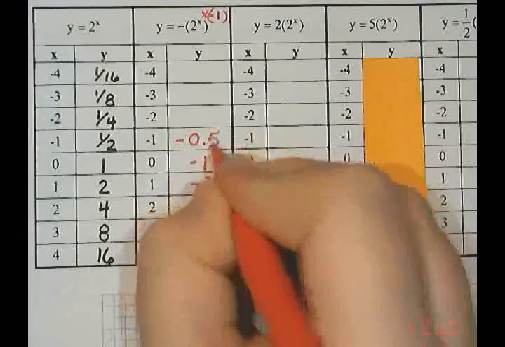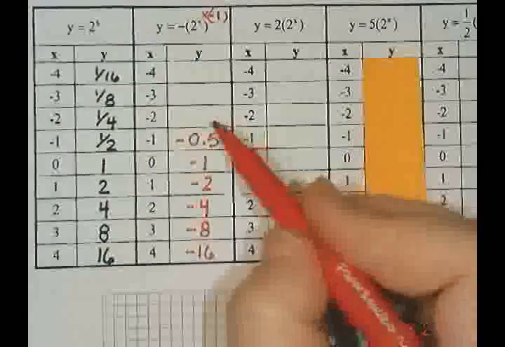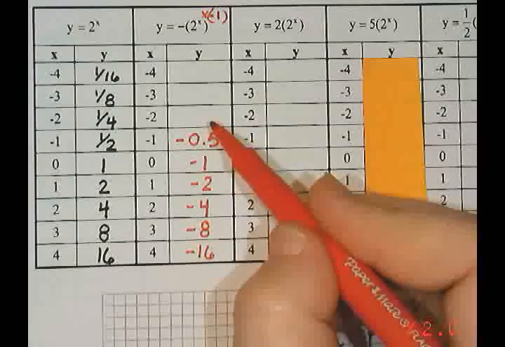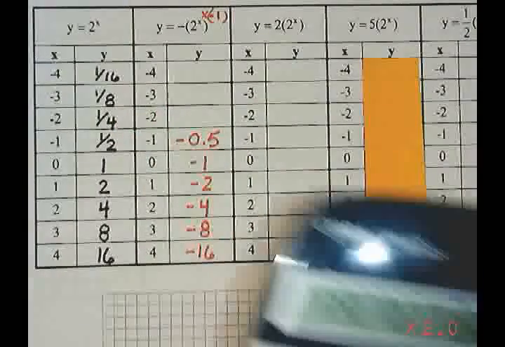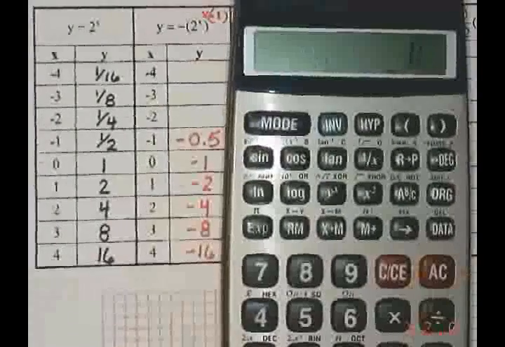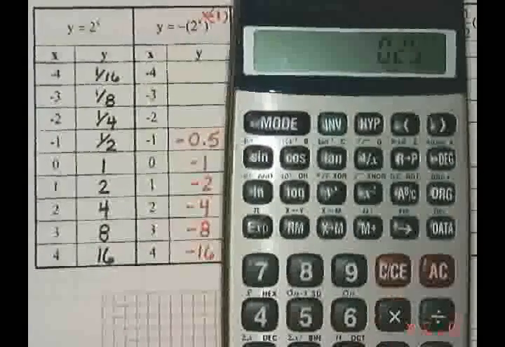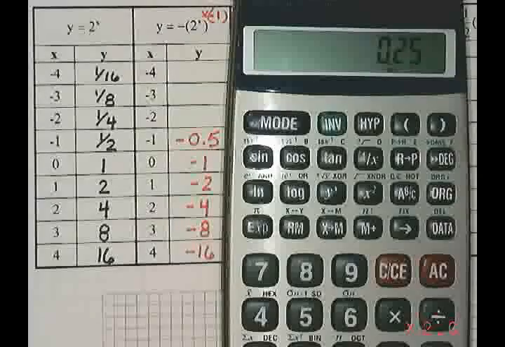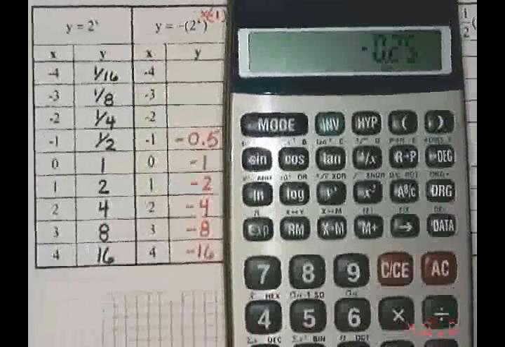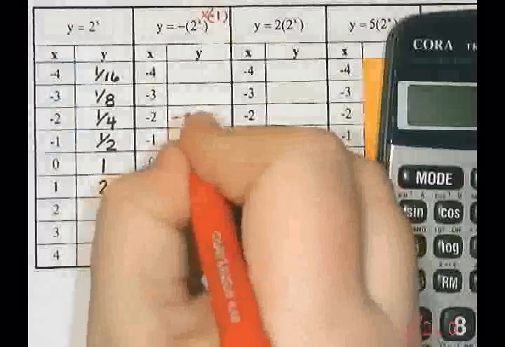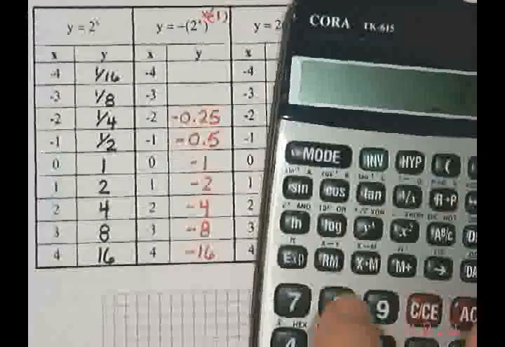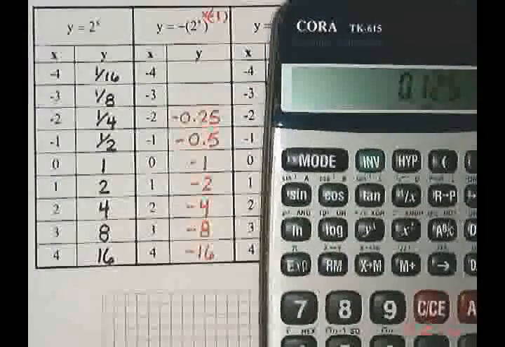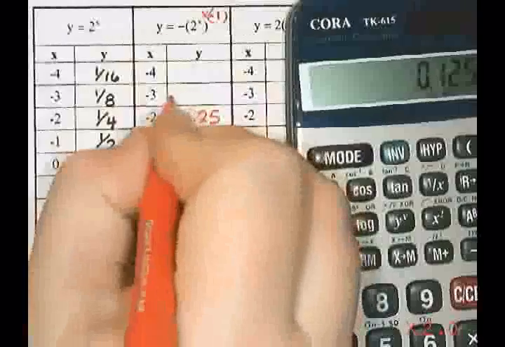You can use your calculator, and I will pull out the calculator when we do the next one. Negative 1 times 1/4. 1/4 is 0.25. So let's try here. 1 divided by 4 times negative 1 is going to be negative 0.25. Okay, 1 divided by 8 is 0.125, so that's going to be negative 0.125.